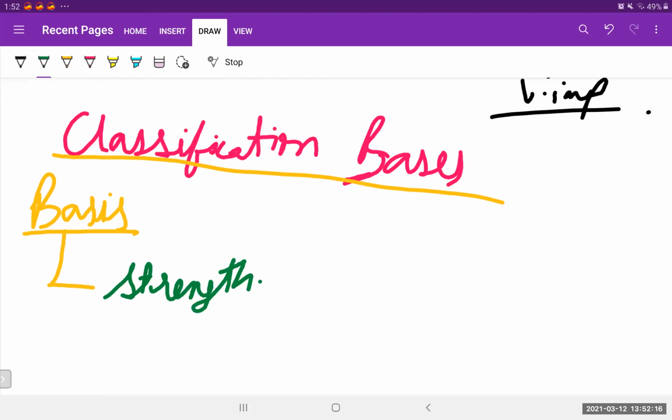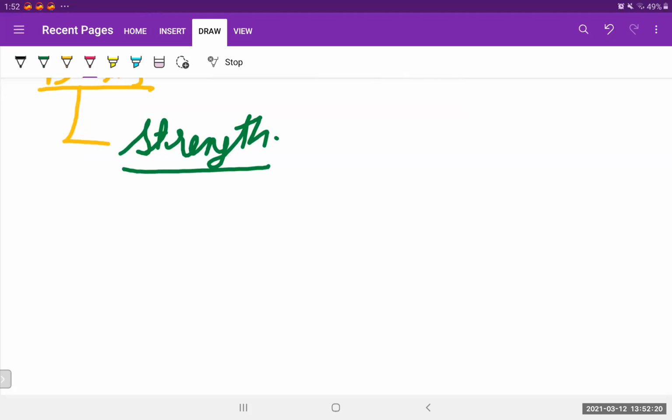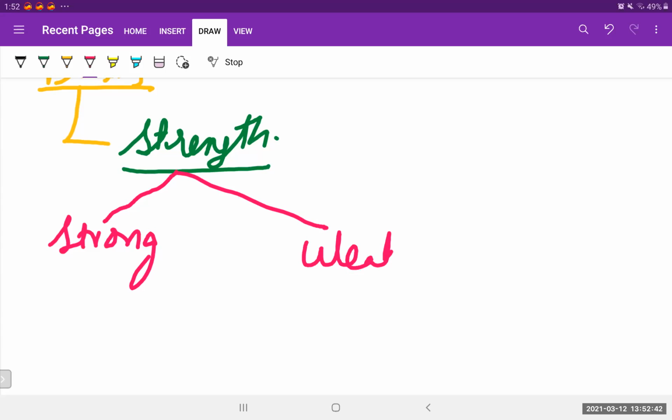When we classified acids on the basis of their strength, how many types of acids were there? Tell me quickly. Strong and weak. Strong acid, weak acid. Very good. So here we'll get the same thing: strong base or weak base. Very good, Rajat. Strong bases and weak bases.